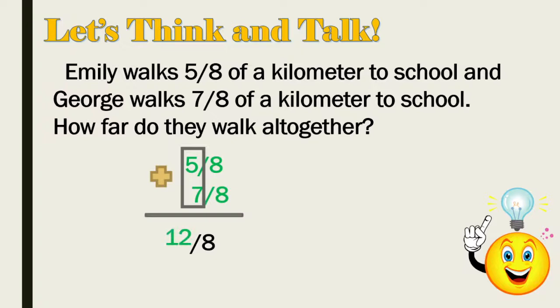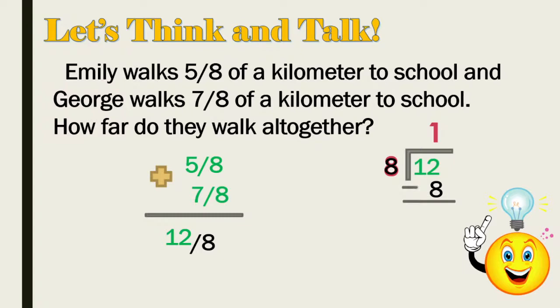So our answer is 12 over 8. Okay? But you need to simplify 12 over 8 by dividing 12 by 8. 12 divided by 8 is 1. 1 times 8 is 8. 12 minus 8 is 4. So it will be 1 and 4 over 8. The whole number is 1, the numerator is 4, and the denominator is 8. That is 1 and 4/8.